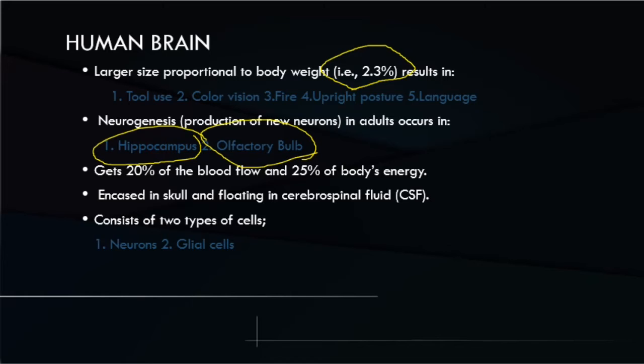We already talked about it has 2 kinds of cells, glia and neurons. Any questions so far?